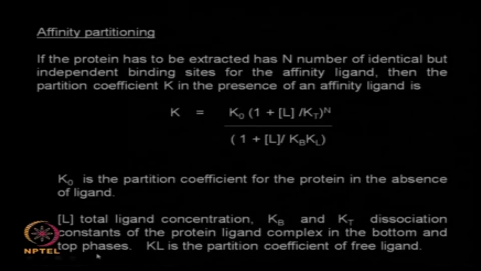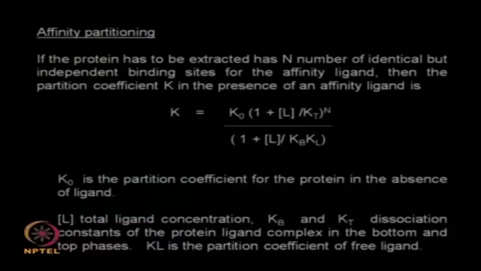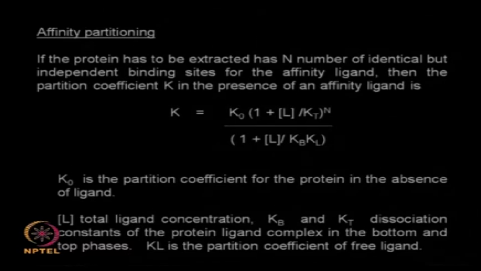So now you have a protein ligand complex which may be present in the bottom, that means the heavies or the raffinate, or it may be present in the lights or the top or the solvent phase. So it can dissociate in the heavy phase, or it can dissociate in the light phase, or it can dissociate in the bottoms, or in the top, and the dissociation constants may be different. So that is why you have Kb dissociation constant in the bottom, Kt dissociation constant in the top.